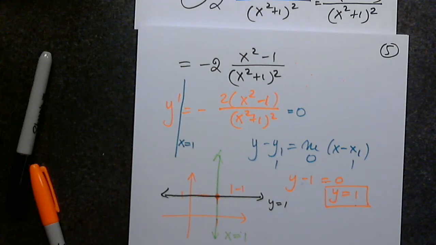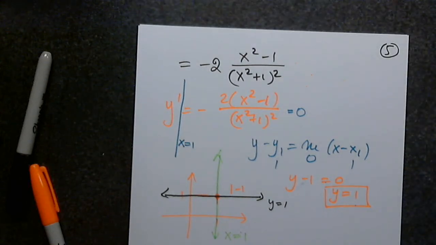There is no other way. If the tangent line is horizontal, the normal line has to be vertical at that specific point, at the point 1 comma 1. Why did I write this? I'm not sure.